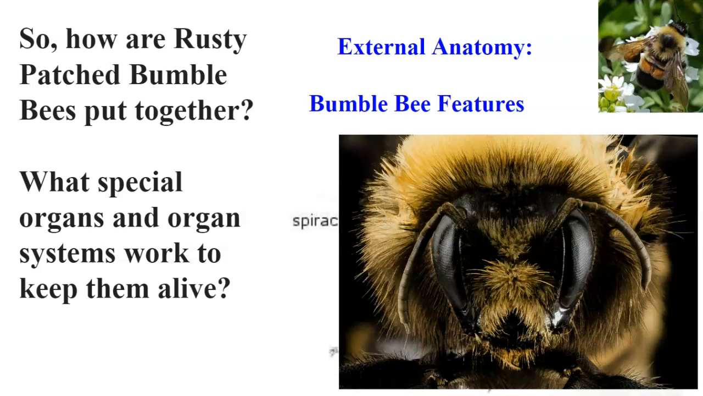There's a good picture of their face, showing their big compound eyes on the side. And then three little ocelli, which are simpler eye-like structures on their face. You can see the antenna there. And down lower, you can see the mandibles, or the mouth parts that move side to side.